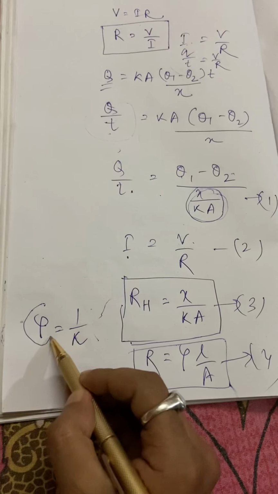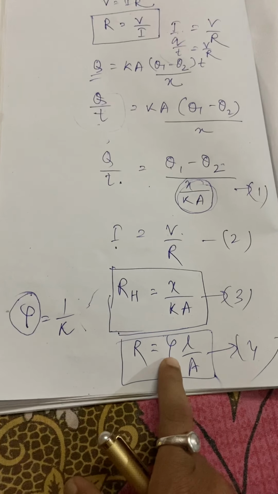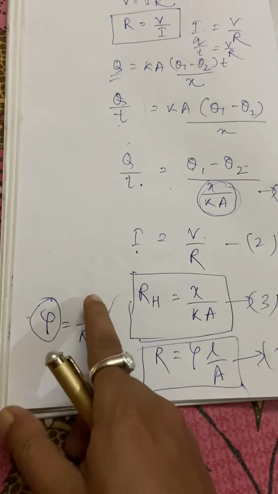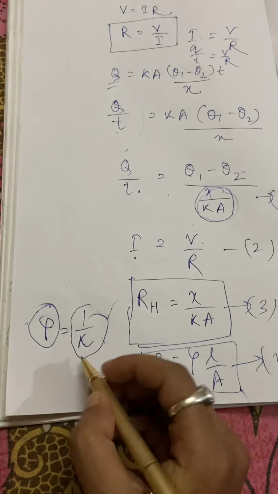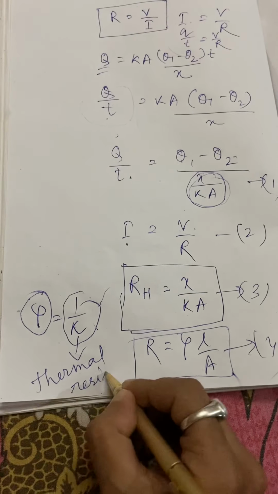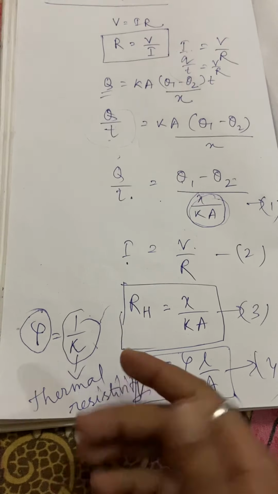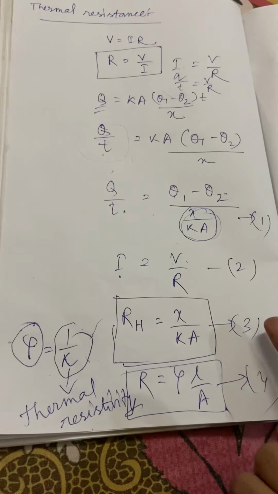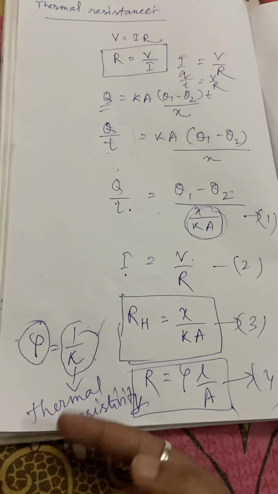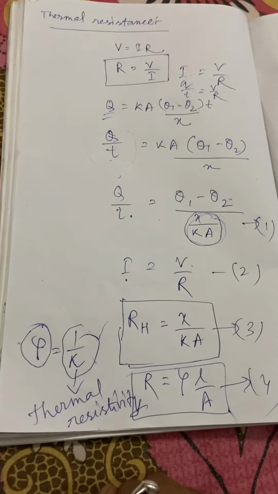So what is rho? Rho is resistivity, right? If we call this rho electrical resistivity, then we can call 1 by k thermal resistivity. Okay, so we already know k is the thermal conductivity. So the inverse or reciprocal of k must have the dimension of thermal resistivity. Okay.